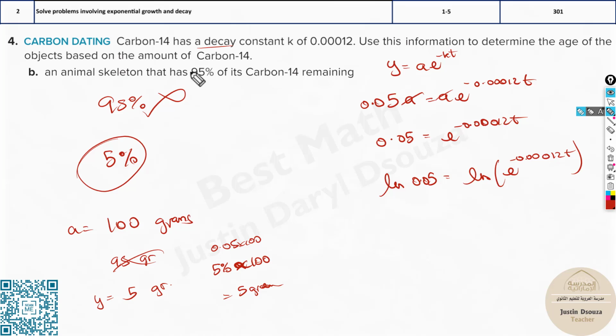See, this is a very important distinction. 95% is remaining. So here Y is 95% A or 0.95 A. So out of 100, if initially A was 100 grams, 95% remaining means 95 grams is still there. That's what it is. So here it's the same formula.